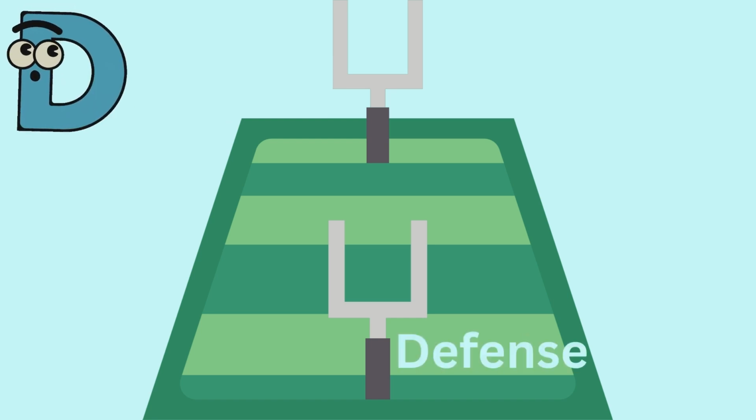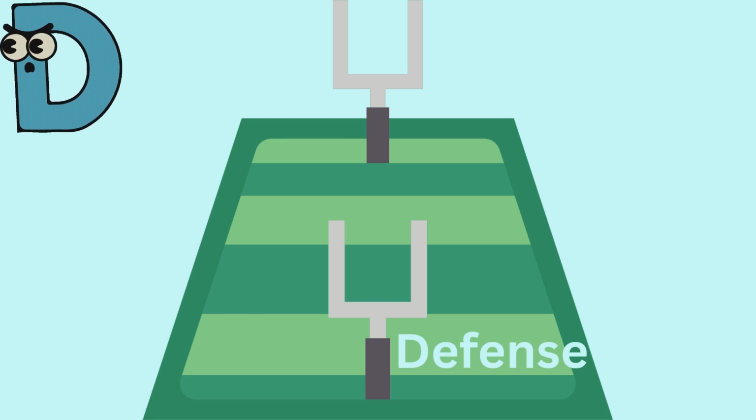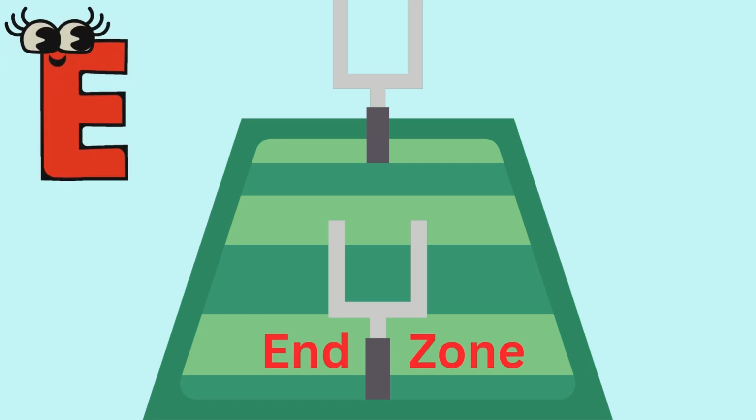D is for defense. The defense tries to stop the other team from scoring. That's right. E is for end zone. That's where touchdowns happen, the special area at the end of the field.